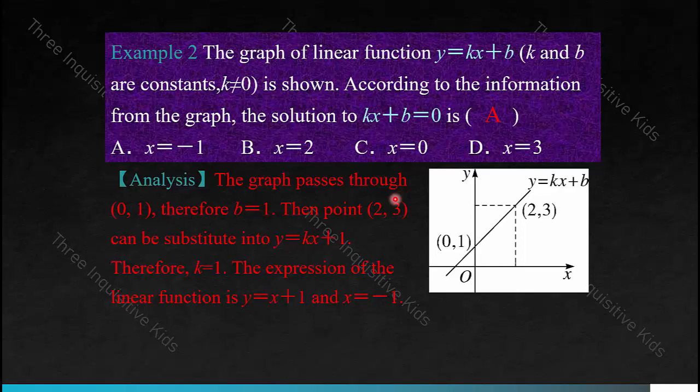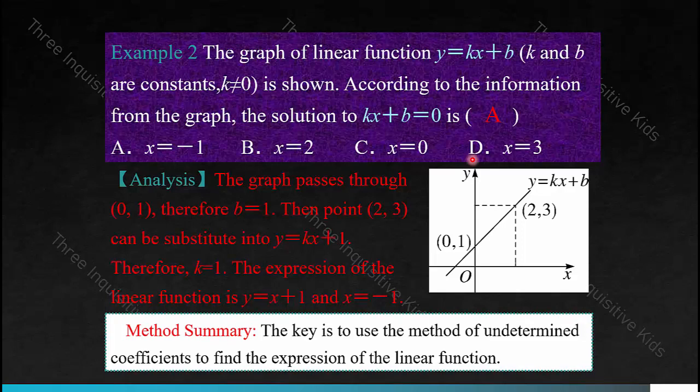So again, we learned this from the last lesson. Find the values of k and b first. The expression of the linear function is y is equal to x plus 1, and x is equal to negative 1. That's why the correct answer is A. Method summary. The key is to use the method of undetermined coefficients to find the expression of the linear function. Again, some practice from the last lesson.